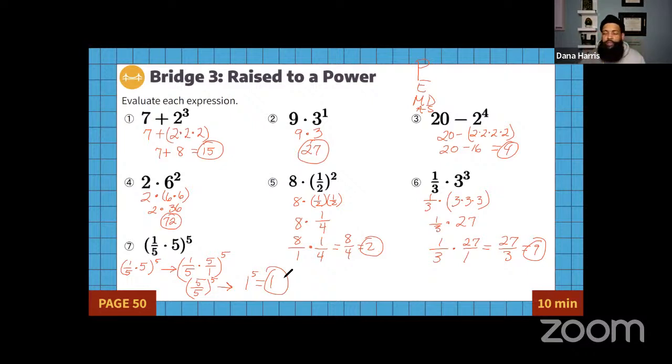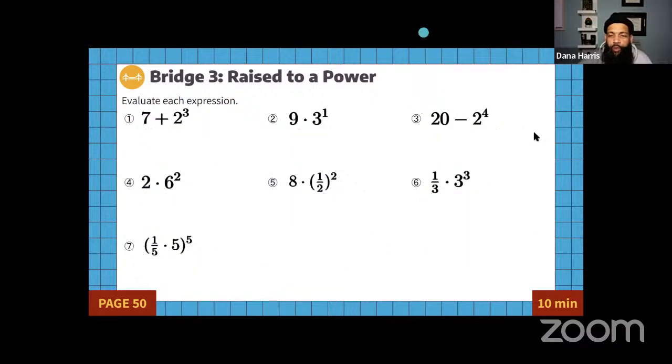Take some time, pause these, rewind them. Remember, order of operations. If you need to get a refresher on order of operations, go look up my video, and I may just post that in the notes because that's something that I should do, and you can check out that video, okay? So let's clear this out, and let's get into the exponential growth patterns.